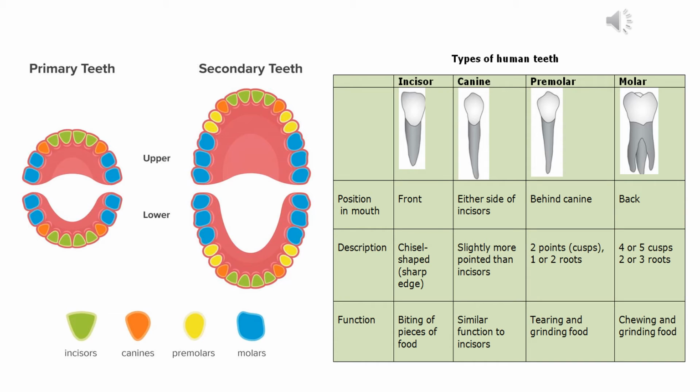As we can see, the incisor is used for biting pieces of food. Canine is also for biting and tearing of the meats. Premolars are for tearing, grinding and crushing, and molars are also for chewing and grinding.